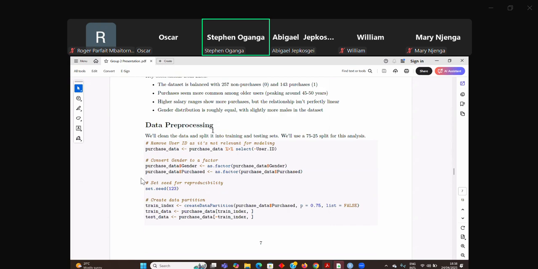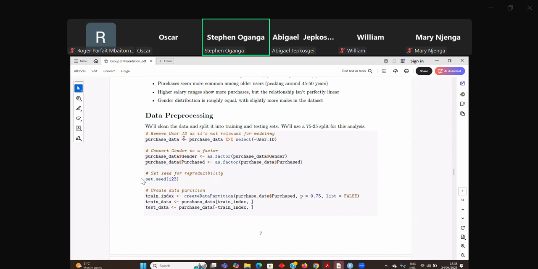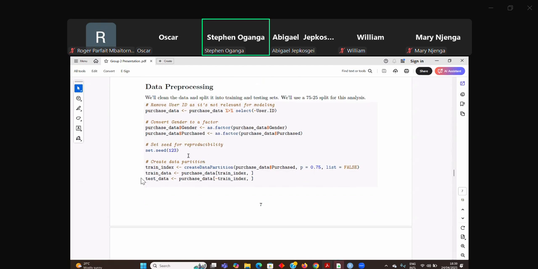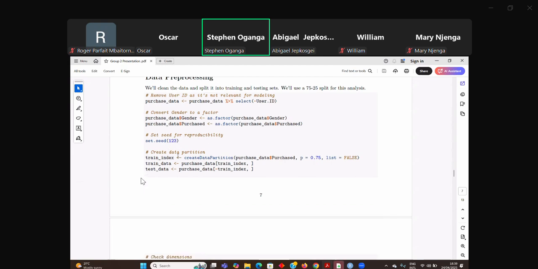We went ahead and did the data pre-processing. We had to remove the user ID column, and this is the code which helped us to do that. And we had to convert gender to a factor. And this code is explaining how you go about doing that. We had to set a seed of 123.